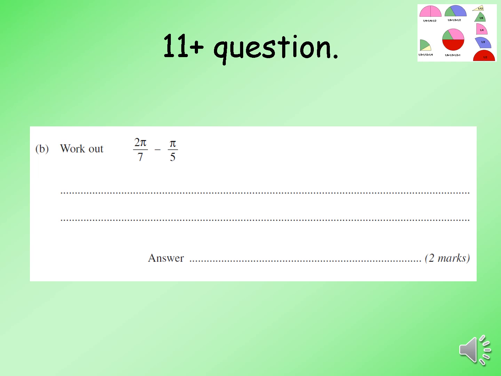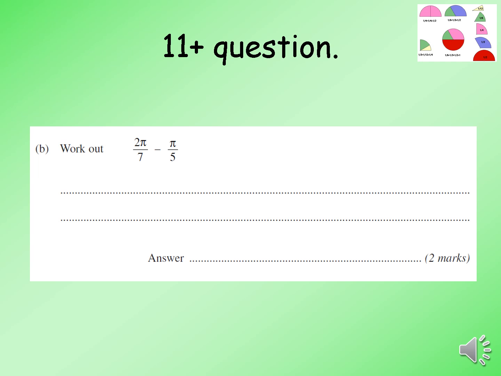So finally, we've got an 11 plus question. The question is 2 pi over 7 minus pi over 5. So I'm going to pause the video so that you get the chance to have a go at it. Then I will go through the question. Okay, so I'm going to go through the question now.